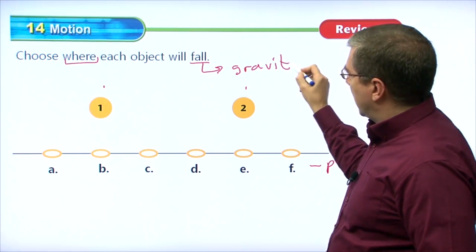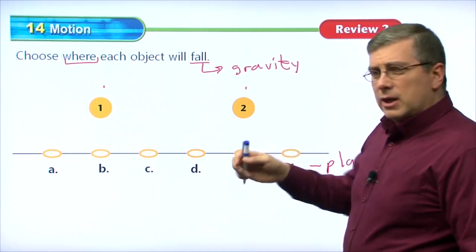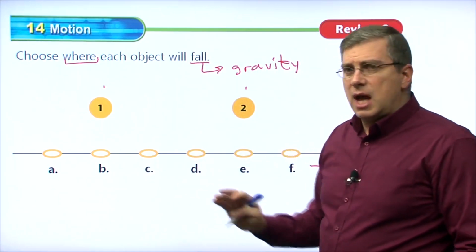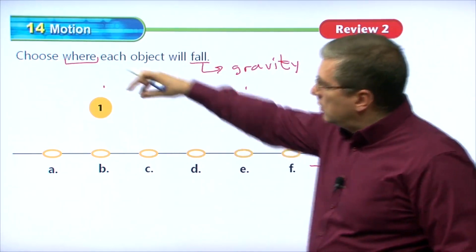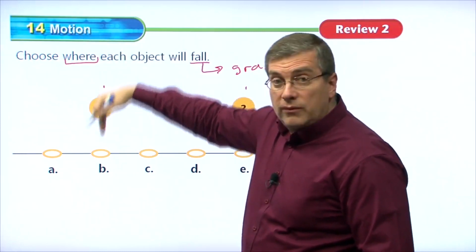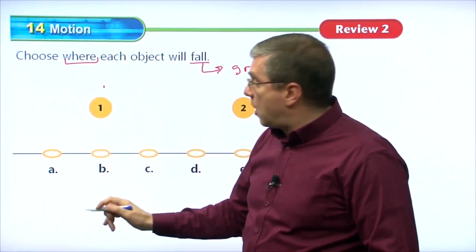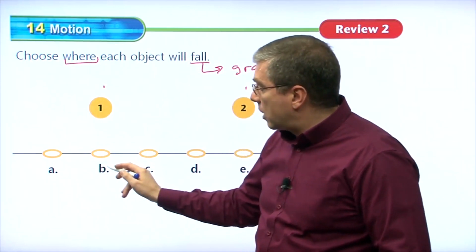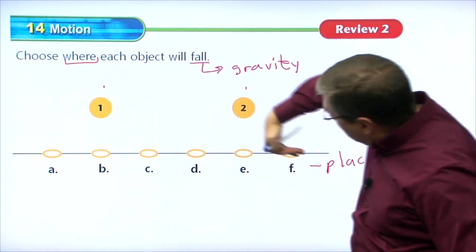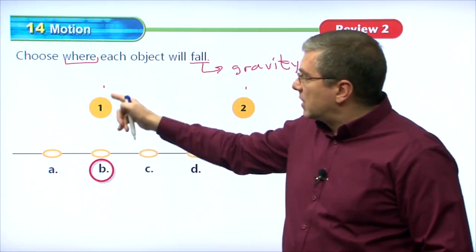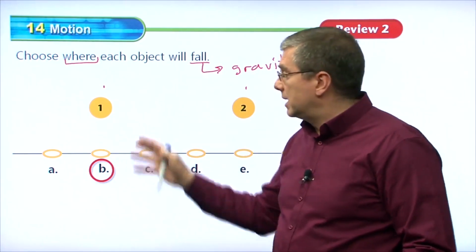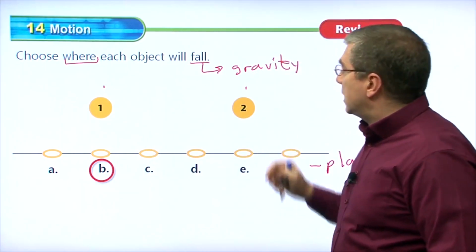What did we say about gravity before? We saw that gravity pulls things straight down, not in a zigzag, not in a curve. So if I had this object here, number one, and I let go, this object will fall to the ground. Where will it fall? Will it fall at A? Will it fall at B, C, D, E, or F? Will it fall all the way over here? No, of course not. This object is going to fall straight down. It's going to land on B, right? That's pretty easy, right?